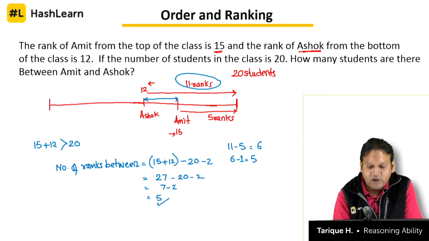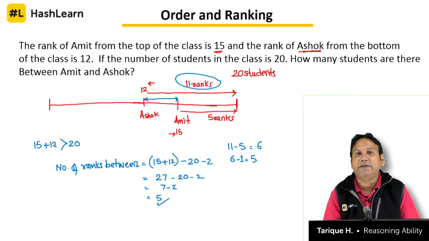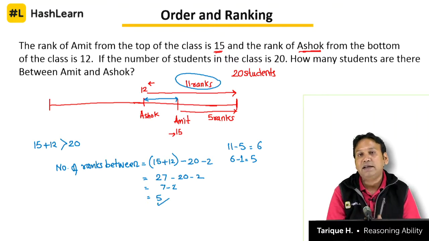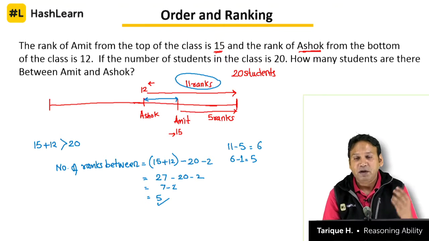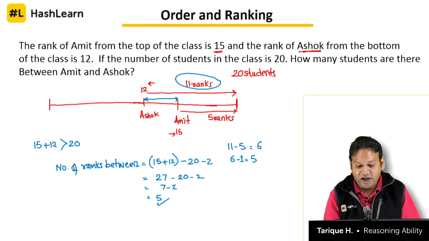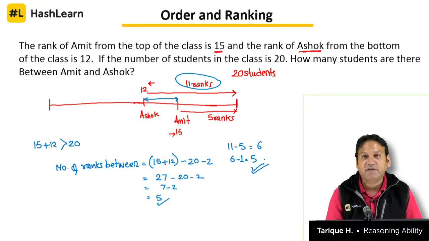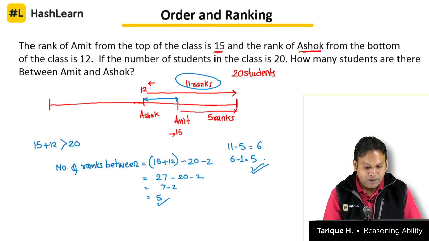So, in this case I will not have to worry about making a diagram and then solving the question, and can directly use the formula: 12 plus 15 is 27, minus 20, minus 2, the answer is 5. I will get the answer without even using pen and paper. That is how we solve this question.